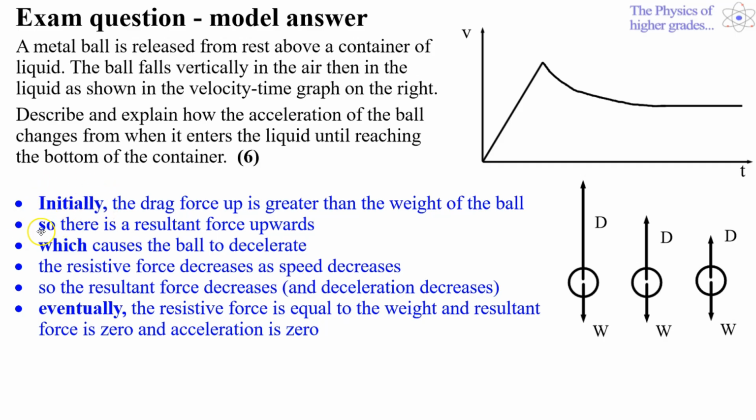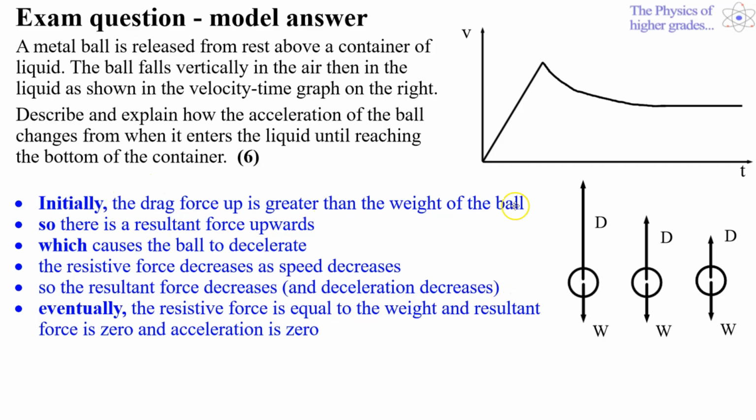So that's another connective, there is a resultant force upwards. So we've talked about the forces, and then we've made reference to the resultant force, which causes the ball to decelerate. So because we have a resultant force acting upwards, we have a deceleration. We could say according to Newton's second law, or F equals ma. And then we say, as the speed decreases, the resistive force decreases. So we're linking together the speed and the drag force. And therefore, or so, the resultant force decreases and deceleration decreases.